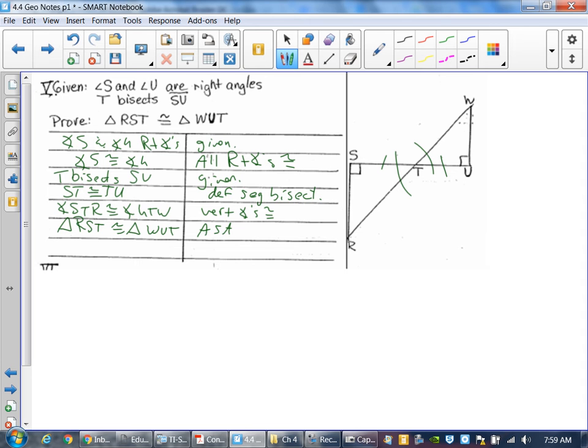Now, what if I wanted to say that angle R is congruent to angle W? What could I do? Why would those two be congruent? So what do we say? What's the letters?